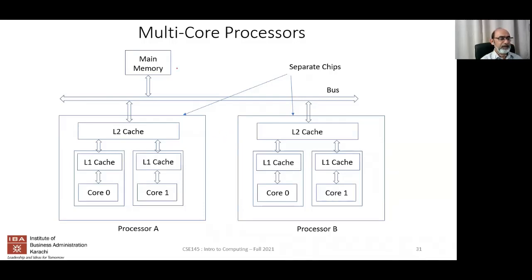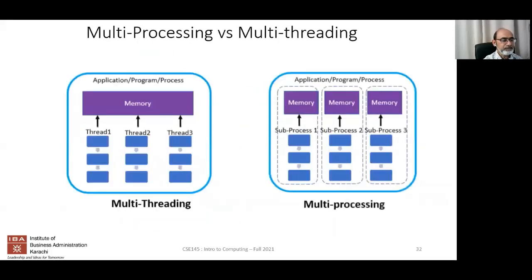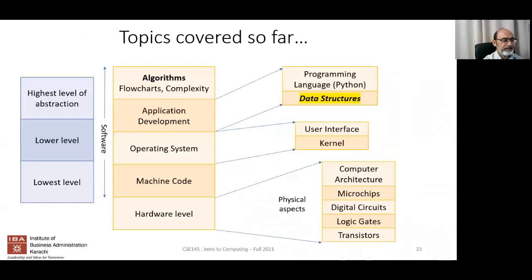So here's an example of a multi-core. It's got 2 processors, and each one of them has a dual core. So you've got core 0, core 1, core 0, 1, and so on. Or you could say there are 4 cores, 2 processors. There's something called multi-threading, but let me just skip that.